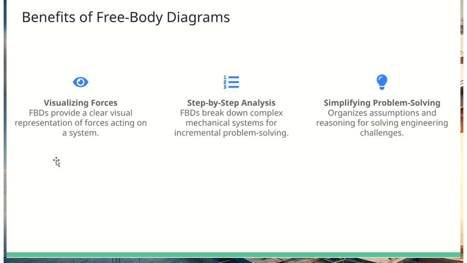Okay, so the benefits of a free body diagram. It visualizes, providing a clear visual representation of forces acting on the system. Step by step analysis: the free body diagram breaks down a complex mechanical system for incremental problem solving. Also, it simplifies problem solving. It organizes assumptions and reasoning for solving engineering challenges.